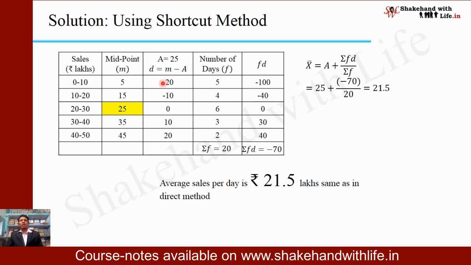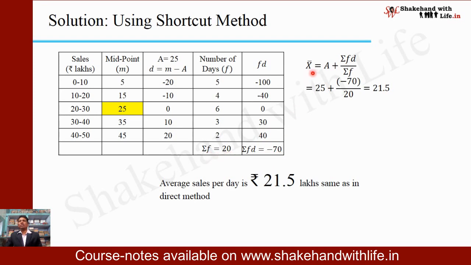So d is equal to m minus a. Here the deviation of 5 from assumed mean is minus 20, deviation of 15 from 25 is minus 10, and 0, then 10, then 20, and so on. Now the number of days are 5, 4, 6, 3, and 2. Now you need to find the fd. d is in third column, f is in fourth column. Now multiply the third and fourth column. Here is minus 100, minus 40, 0, 30, and 40. Now find the sigma fd. Sigma fd is minus 70, sigma f is 20.